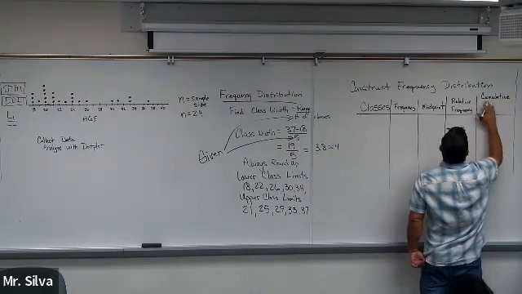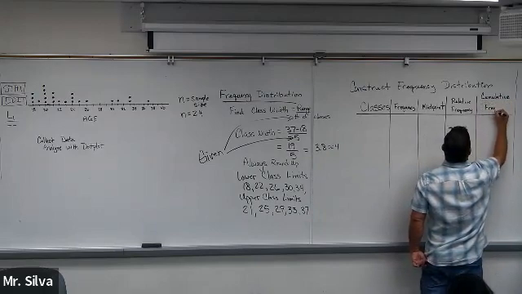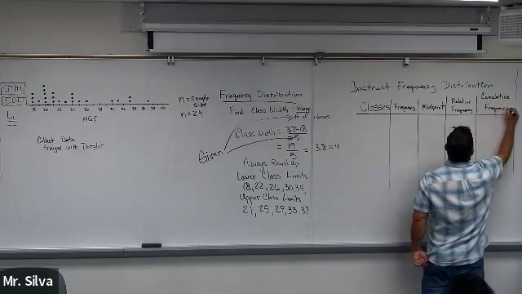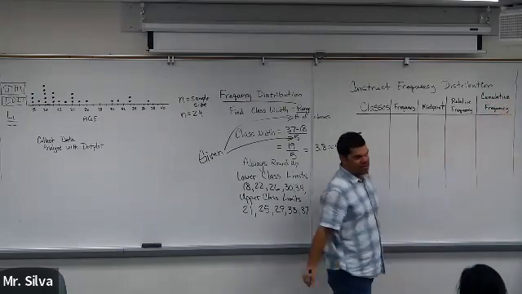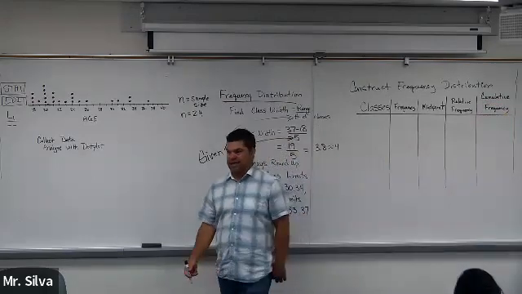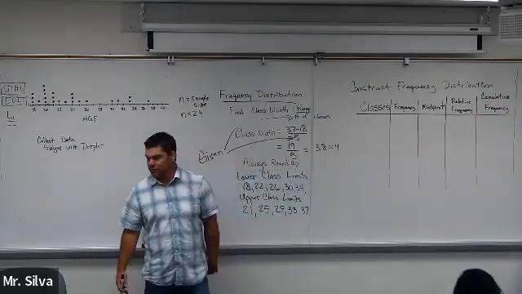There are two ways to look at it. It could be cumulative relative frequency or cumulative frequency, either one. Relative just means that's a decimal. Cumulative frequency just means the numbers. And the most common is to use cumulative frequency with numbers.